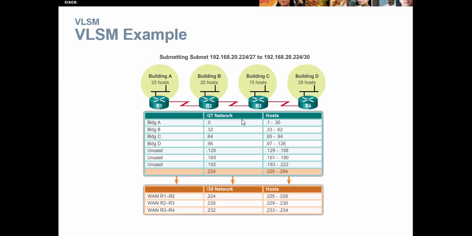Here we have yet another example of our VLSM where we're subnetting 192.168.20.224, which is a 27-bit network, and we're taking it down to a 30-bit network.